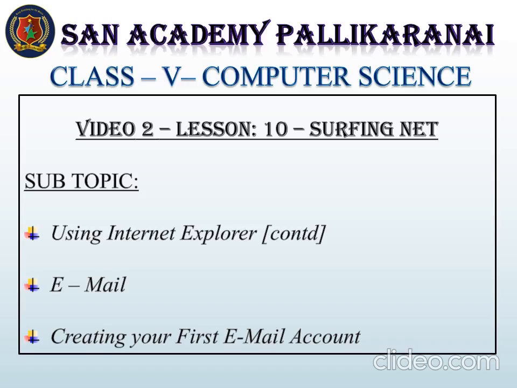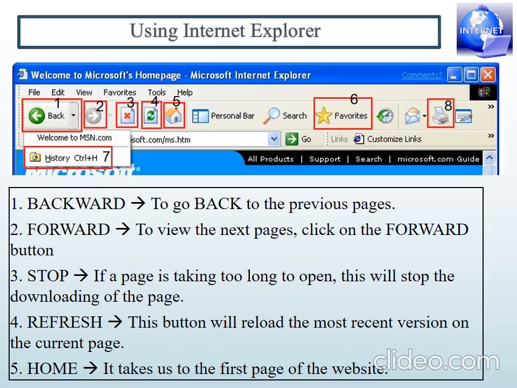Happy day, students. I welcome you back for Class 5 Computer Science video 2 on Lesson 10, Surfing the Net. In video 1 of this lesson, we saw what the Internet is, what it provides, and how to start the Internet Explorer. In this video, we are going to see the various features of Internet Explorer, and email: creating an email and how to use it. Let's get into the lesson, students.